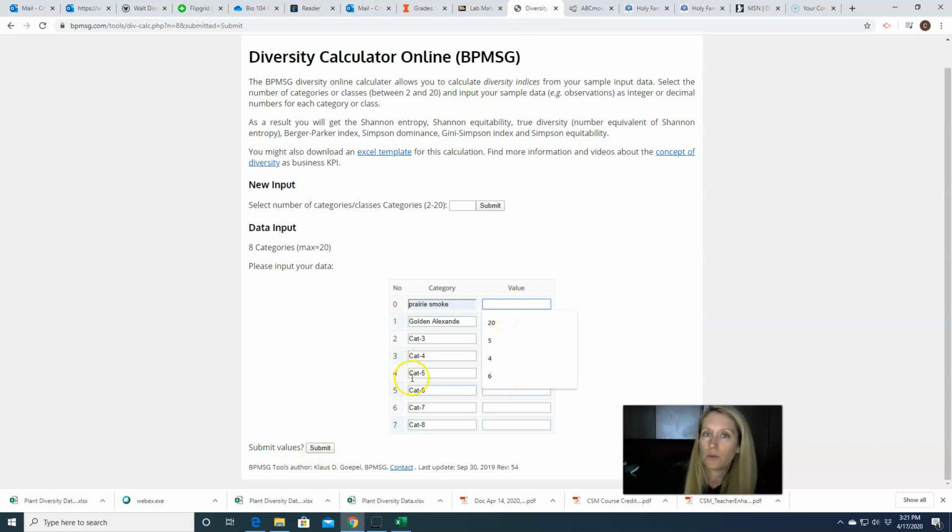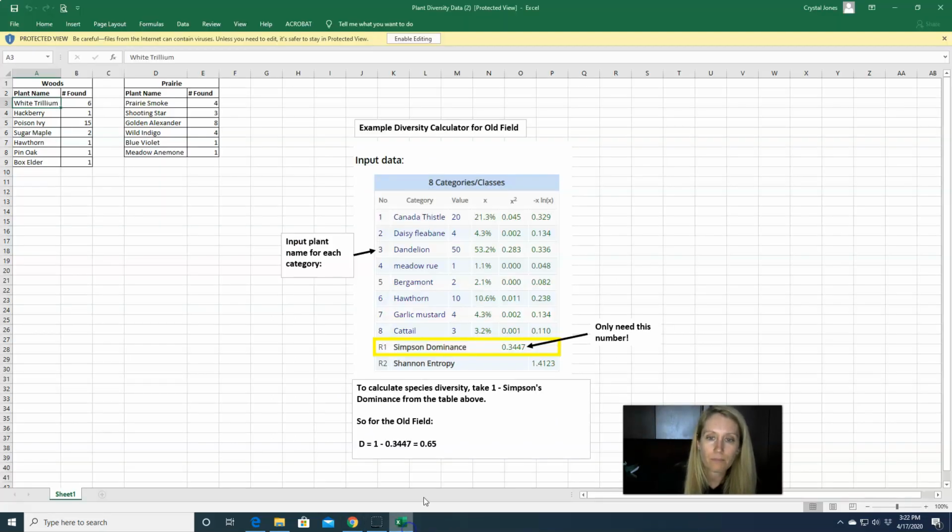I'm not going to do this because I already have an example in the data sheet for you, but once you're done, you hit the submit button, and what you get is something that looks exactly like this. So it'll have all of your plants, it'll have the values, it did all of the calculations for you. And what we're getting out of this is not our D, our species diversity. We're going to use a number that's in here though.